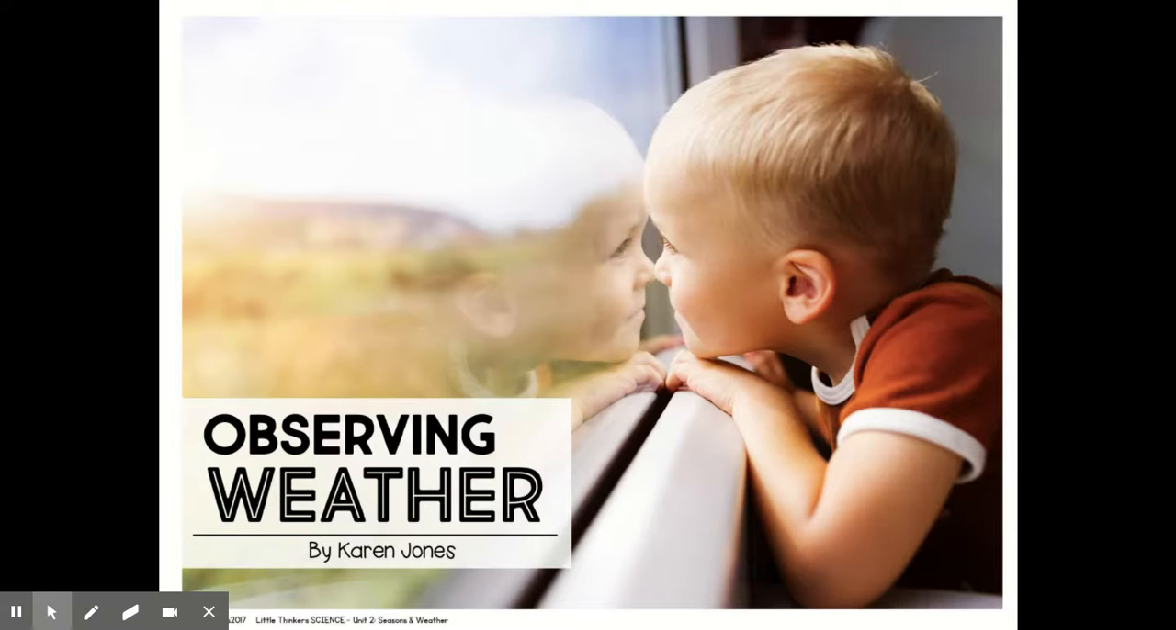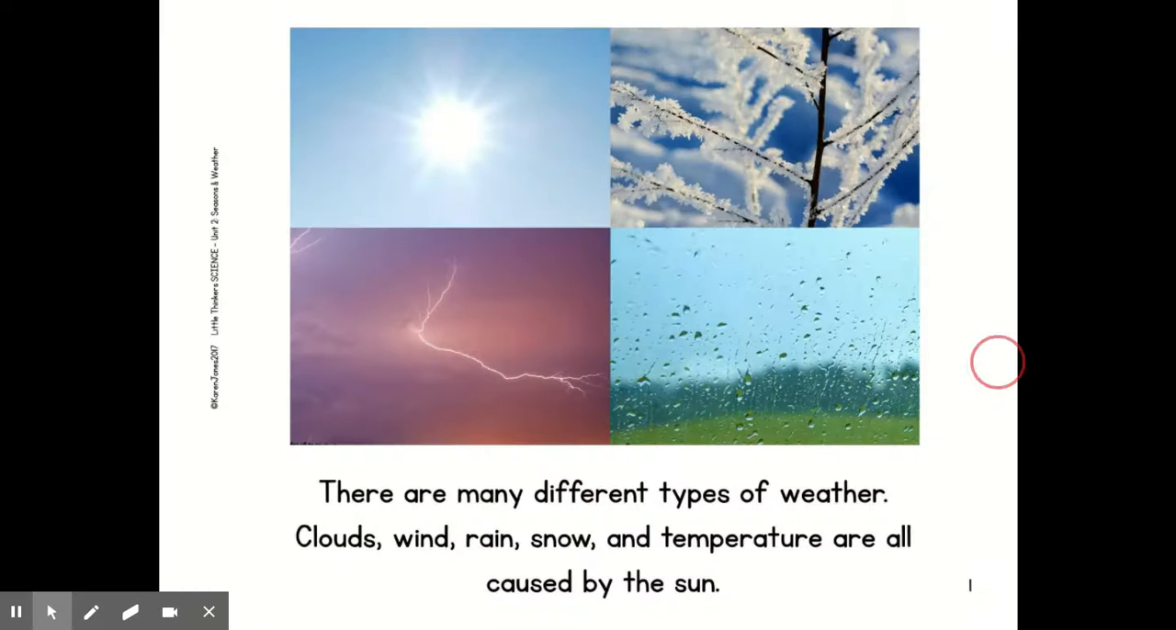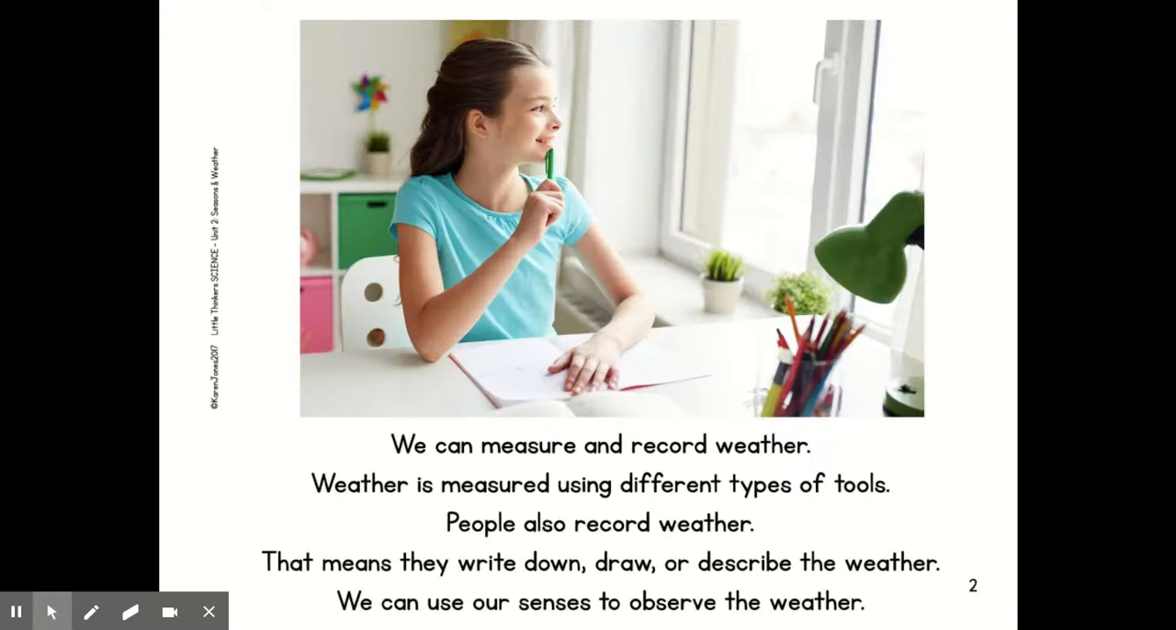We're going to read a book called Observing Weather to learn more. There are many different types of weather. Clouds, wind, rain, snow, and temperature are all caused by the sun. We can measure and record weather. Weather is measured using different types of tools. People also record weather. That means they write down, draw, or describe the weather.